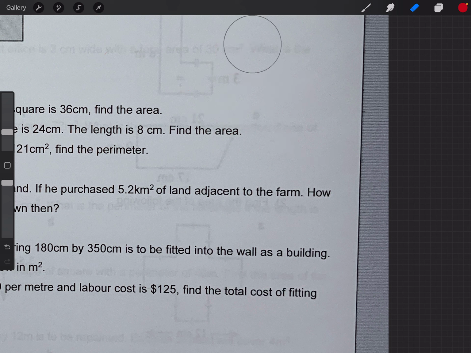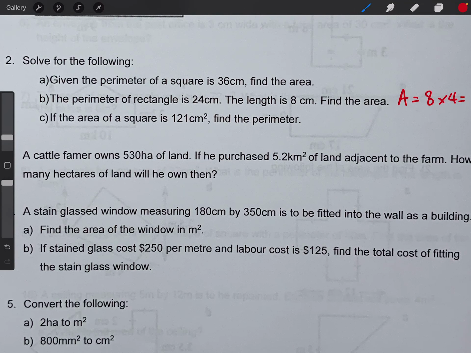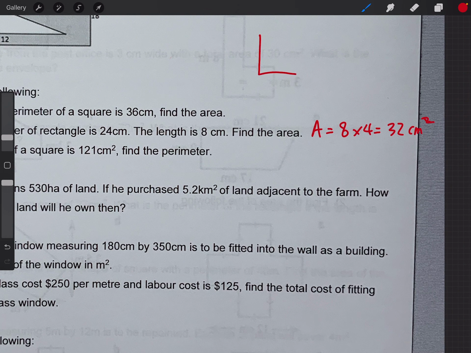So area is 8 times 4, which is 32 centimeters squared. If the area of a square is 121, find the perimeter. So they give you the area of the square.